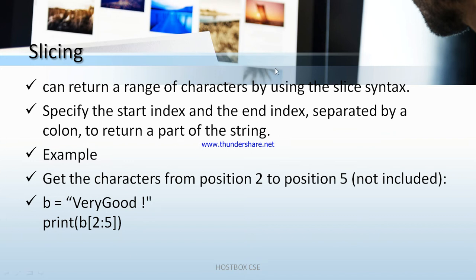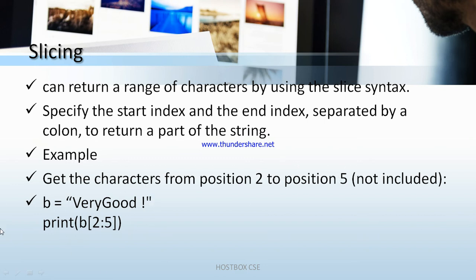We can return a range of characters by using the slice index, specifying the start index and the end index separated by a colon, to return a part of the string. For example, get the characters from position 2 to position 5. When you give it like this, it won't include position number 5.